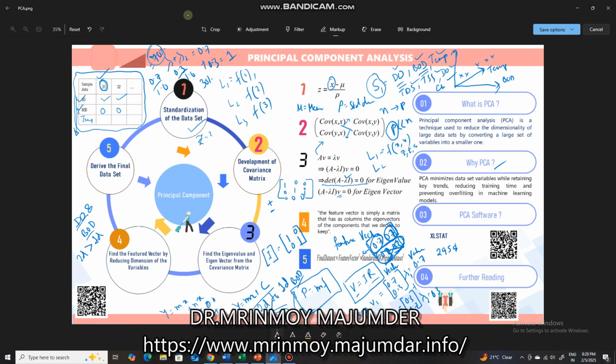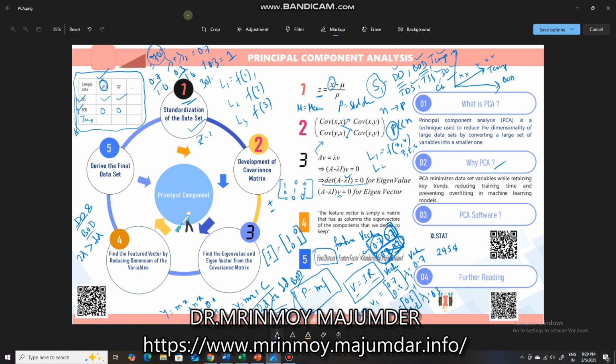And at the last step, the fifth step, just multiply the transpose of the feature vector with the standardized original data set. That means the first step, the z values. You multiply these z values with the feature vector, and now you get the final data set, which has reduced dimension.